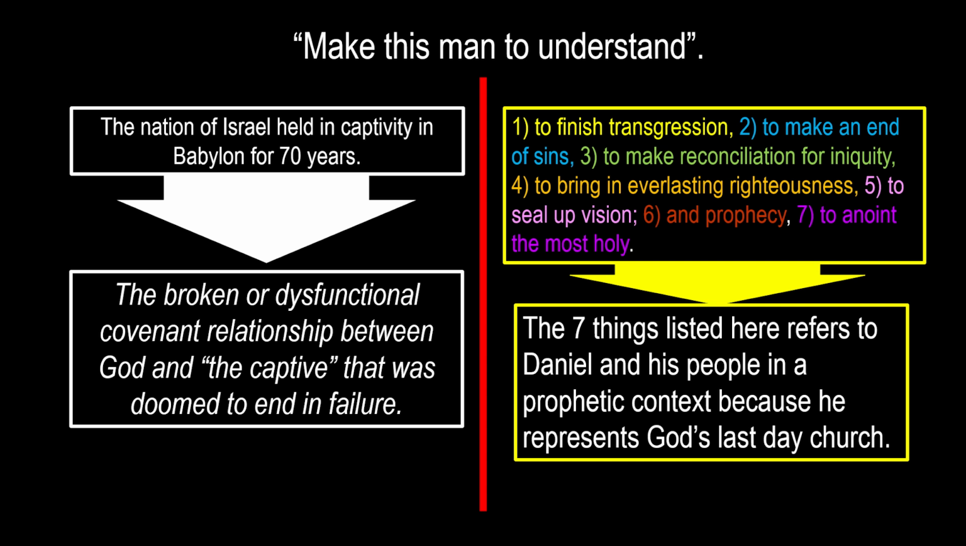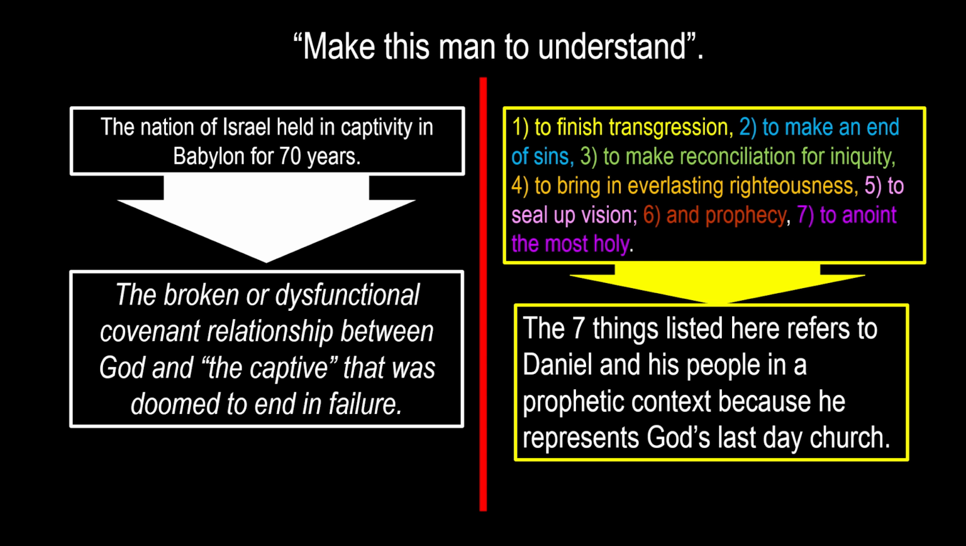Thy people and thy holy city refers to the dual nature of the prophecy. On the one hand, there was the nation held in captivity for 70 years. The majority of those people never returned to Palestine after their 70 years were finished. Then there were those that came out of Babylon after their period of exile. The seven things listed here refer to Daniel and those that returned to Palestine to rebuild the New Jerusalem. They represent God's last day church.